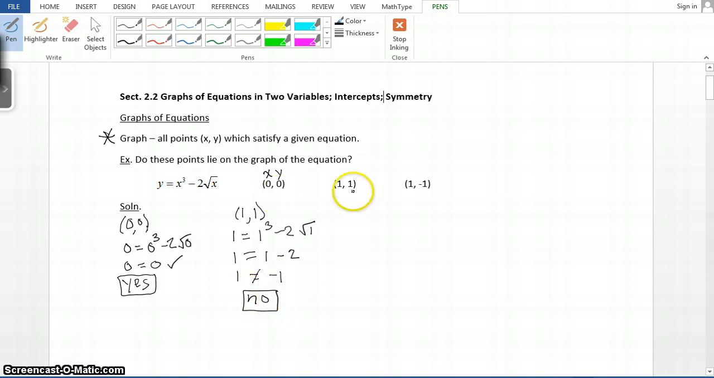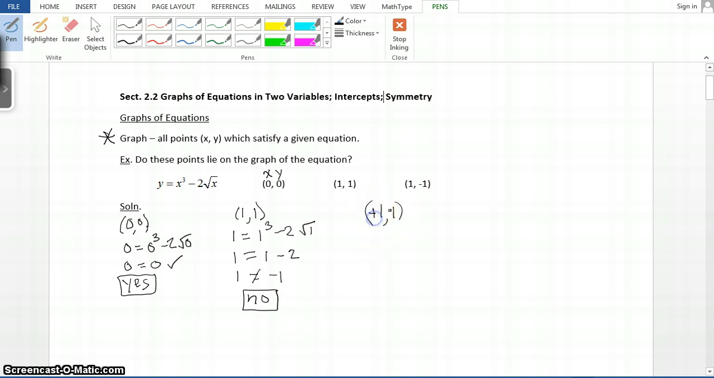Alright, so if you plug those in, this was a 1, 1. Plug 1 in for the x's and 1 for the y. Those two are not equal. 1, 1 does not satisfy the equation, so your answer here is no. It's not a solution. Let's check 1 and negative 1.